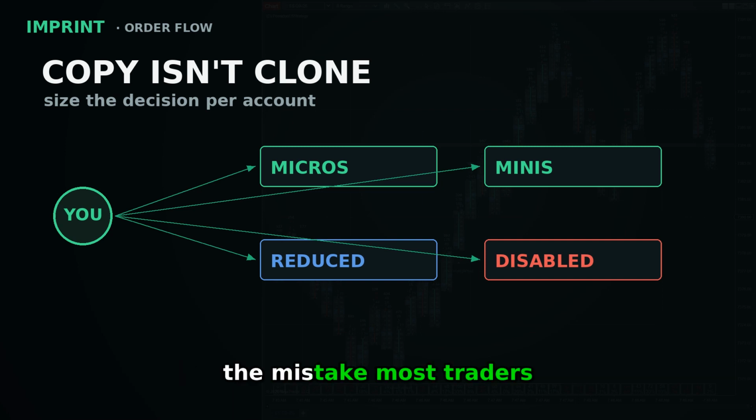But here's the mistake most traders make. They think copying means cloning. It shouldn't. Sending the same number of contracts to every account can be dangerous. A small evaluation and a larger funded account should not always take the same size. If the master takes 5 contracts and a small account should only take 1 micro, blindly cloning that can blow the smaller account on a completely normal move. That's why per account sizing matters more than people realize.